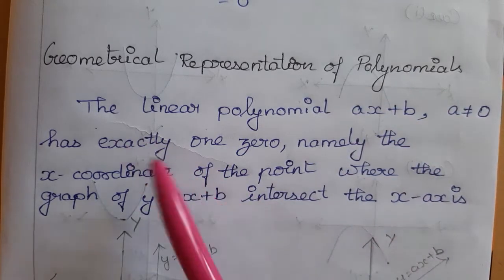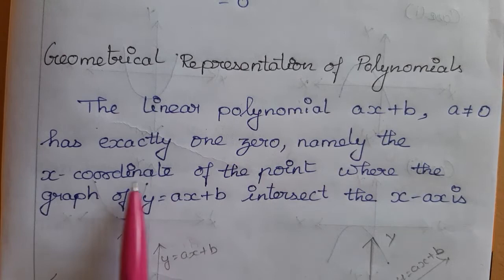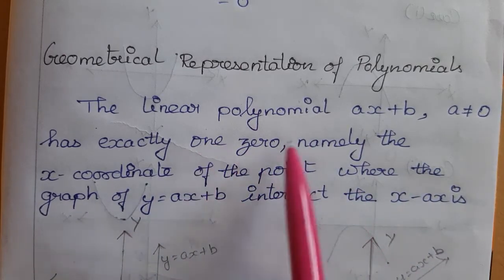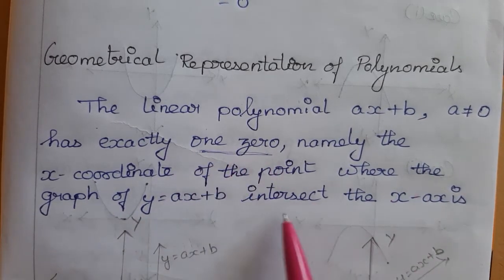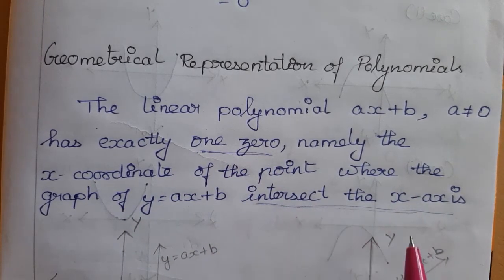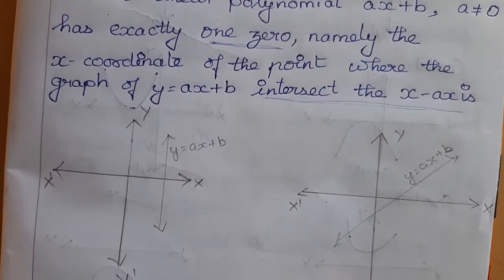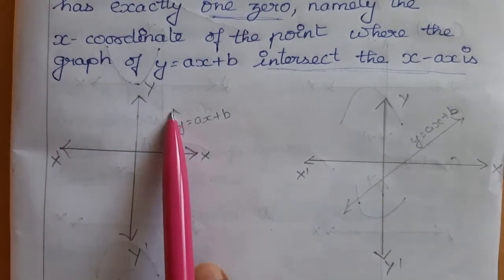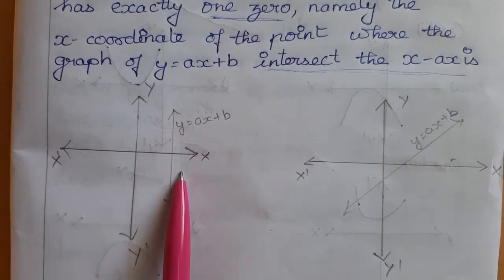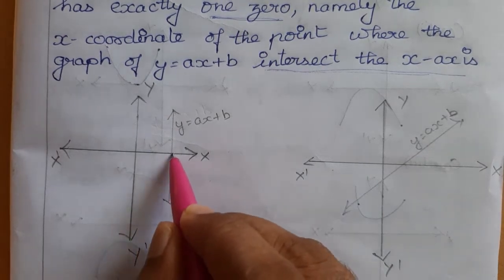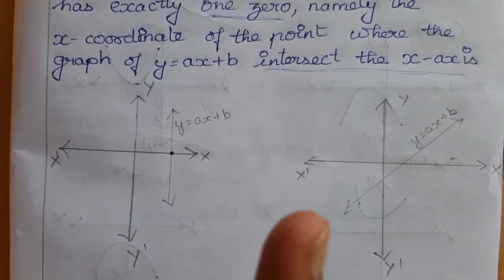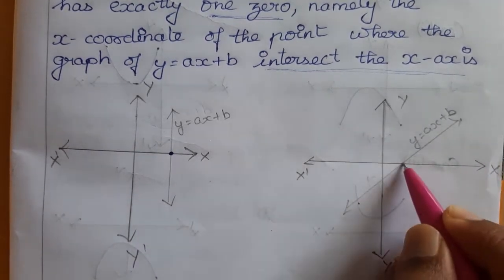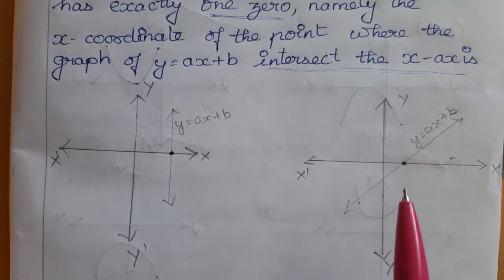That's why it has exactly 1 zero, namely the x coordinate of the point where the graph y is equal to p of x intersects the x axis. So a linear polynomial will have 1 zero, and it intersects the x axis only at one point. I have shown an example in this figure. On the x axis and y axis, this is the line for the given linear polynomial, and it will intersect at only one point on the x axis. So it has only 1 zero, and in the graph it intersects at one point.